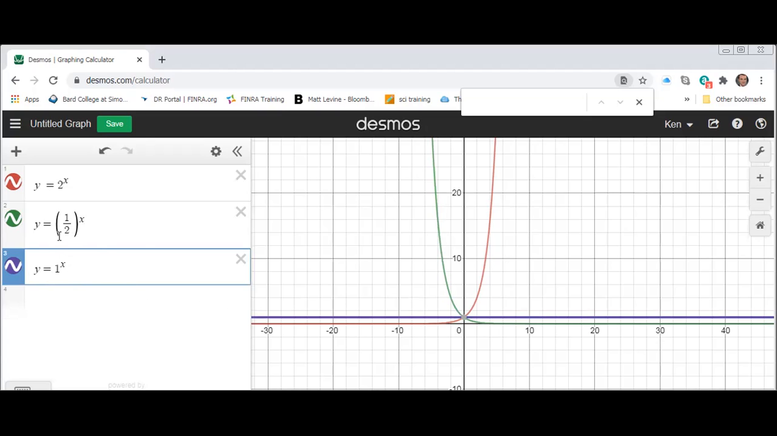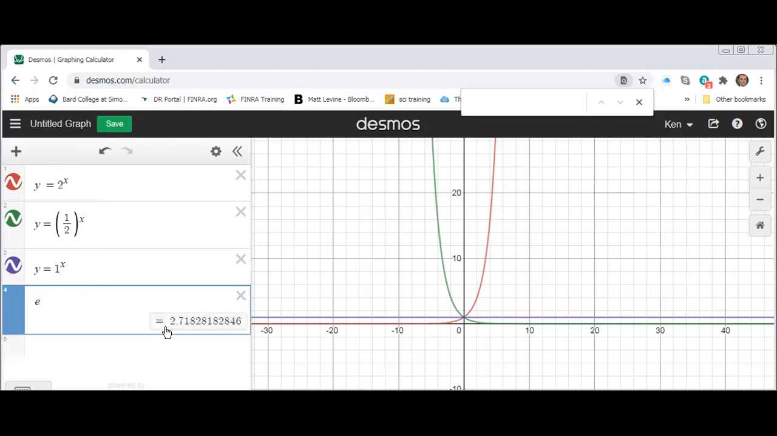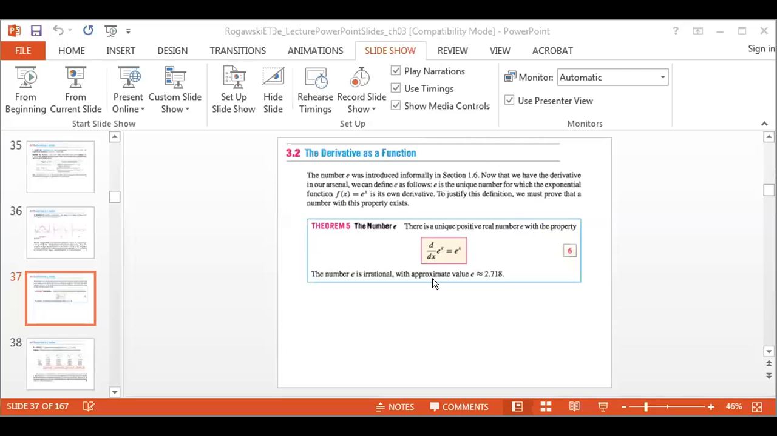Typically, we only use positive numbers as a base for exponential functions. For the number e, here's its rational approximation. If you do y equals e to the x, there it is in black. It's similar to y equals 2 to the x. There are reasons why we like to use e to the x, and one of the reasons is this property: it's true that the derivative of e to the x is equal to e to the x.